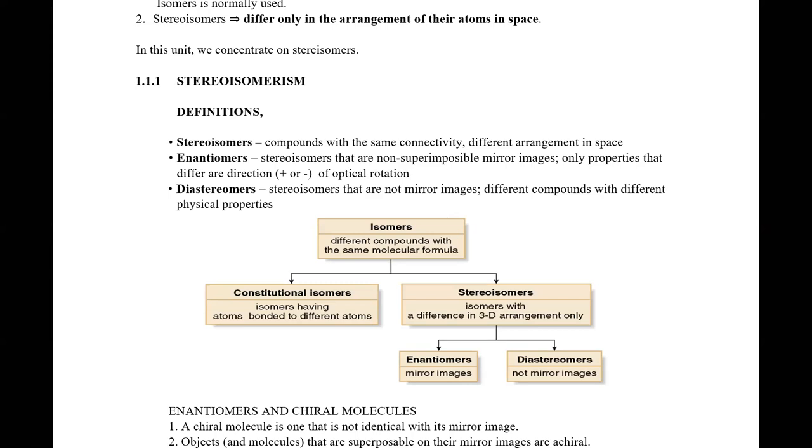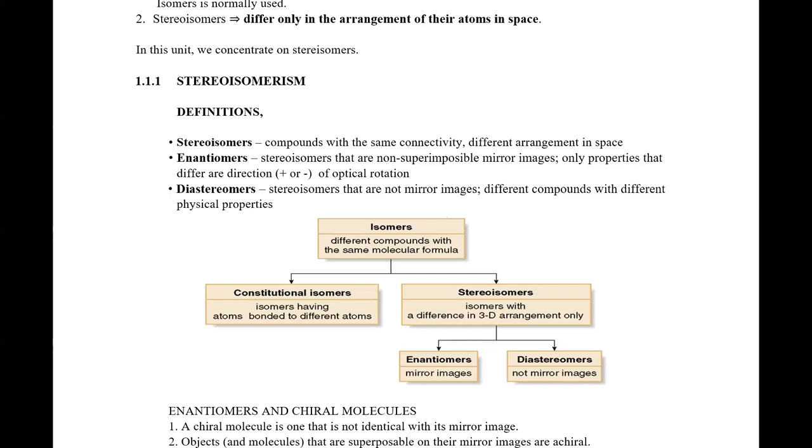I'll repeat myself. When you talk about enantiomers, they contain chiral centers that are non-superposable and are mirror images. I repeat myself. When you talk about enantiomers, they contain chiral centers that are non-superposable and are mirror images. Then when you talk about a diastereomer, they contain chiral centers that are non-superposable but are not mirror images.